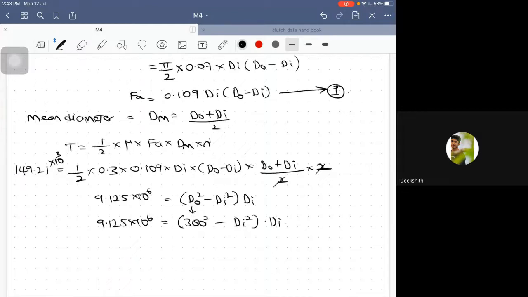From this, apply your mathematics and give me the value of DI. I will have an approximate value after that.